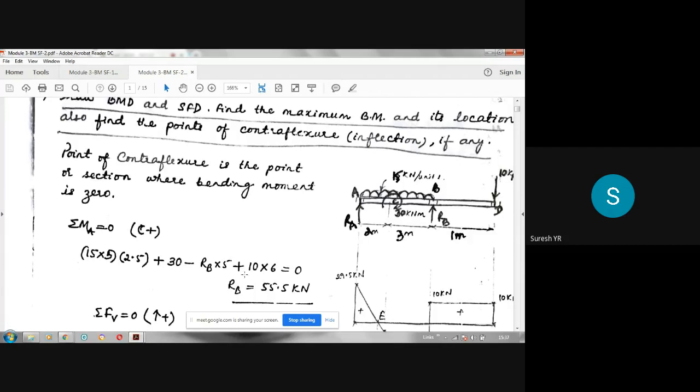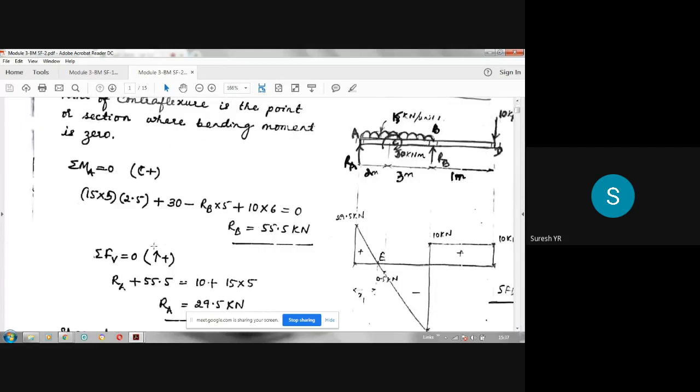This is the algebraic sum of the moments. So 3 clockwise moments are there, 1 anti-clockwise moment is there. Now if you simplify this, you will get the value of RB. RB you are getting 55.5 kilonewton. Then RA we have to find out. For that, you can use another equilibrium equation. Sigma Fy is equal to 0, or sigma Fv, V means vertical force, is equal to 0. So apply that equation.